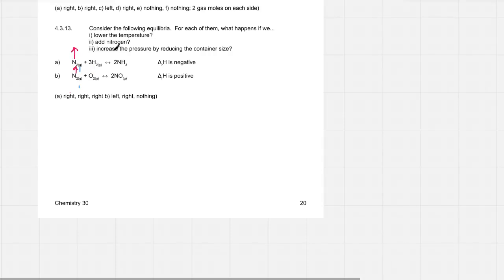And what if we increase the pressure? Well, try not to see that part. This is the important part, reducing the container size. If the volume goes down, both of these systems will go to their smaller side. 1 plus 3 is 4 moles of gas. Here is only 2 moles of gas. This reaction will go to the right when you squish it because that's its smaller side. And this one, we have 2 moles of gas on the left, 2 moles of gas on the right. System B is volume insensitive. It doesn't have a smaller side, so it doesn't do anything when you change its container size. Good.